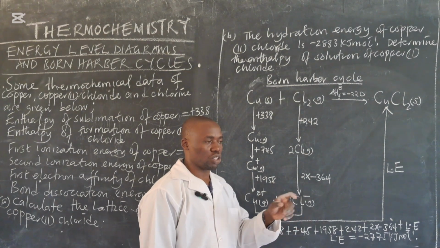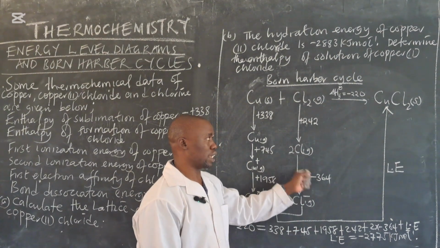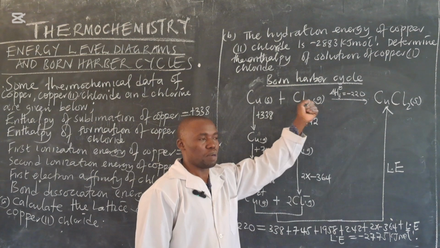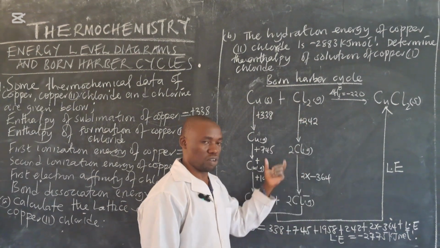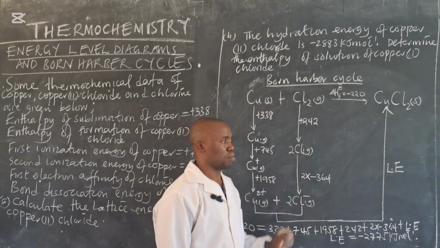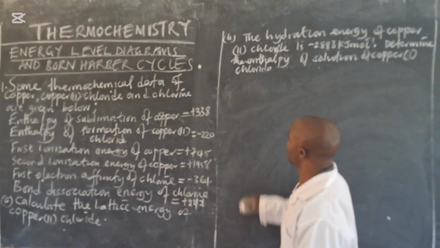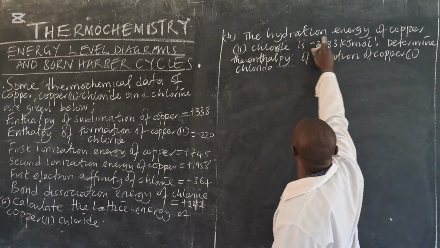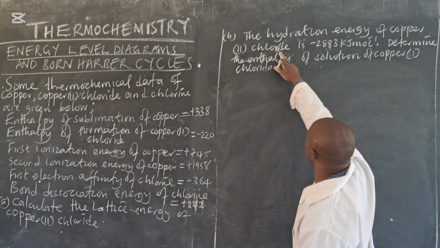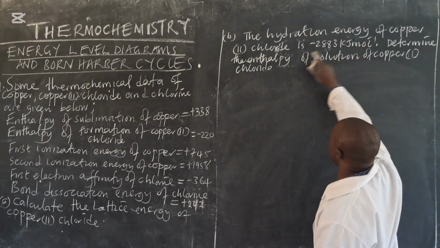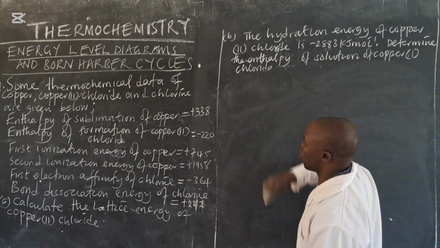If the question says Born-Haber cycle, you can draw this or draw an energy diagram. But if it says energy diagram, you can't draw this; you draw the energy diagram. Let us look at part B of this question. They are saying the hydration energy of copper 2 chloride is this. Determine the enthalpy of solution of copper 2 chloride.